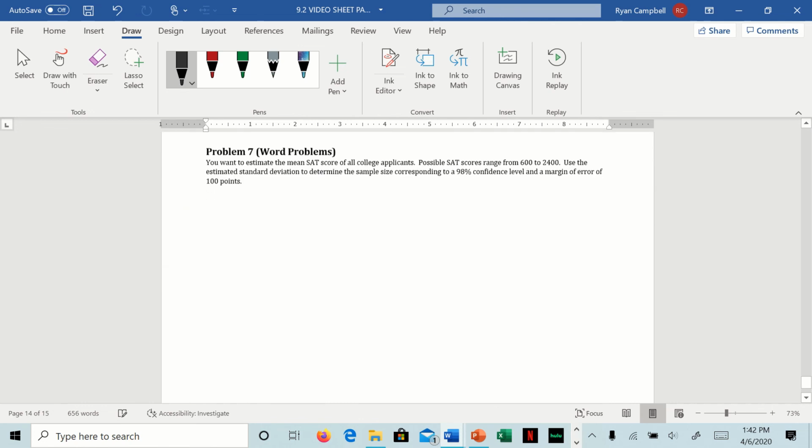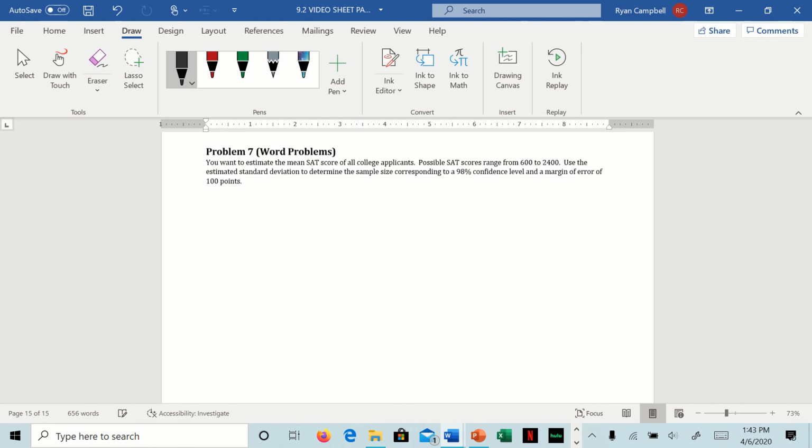All right, last problem, and then we are done. Woo! So you want to estimate the mean SAT score of all college applicants. Possible SAT scores range from 600 to 2400. Use the estimated standard deviation to determine the sample size corresponding to a 98% confidence level and a margin of error of 100 points.